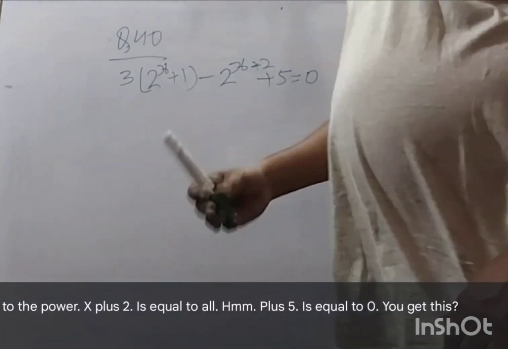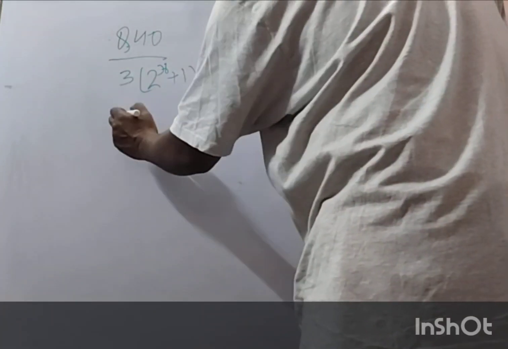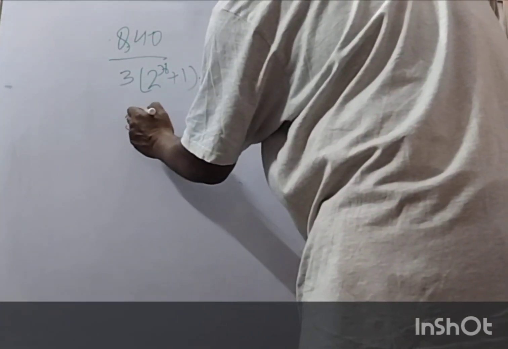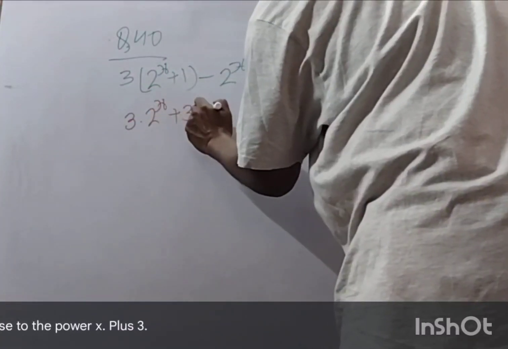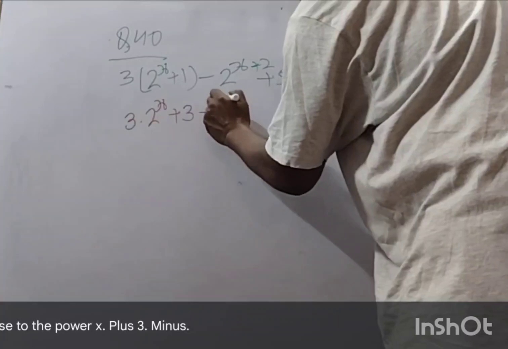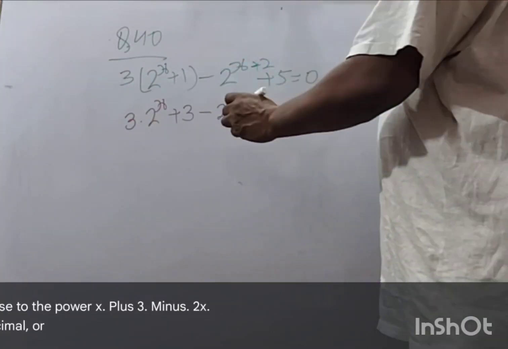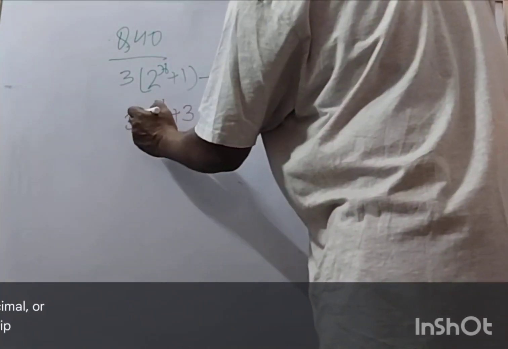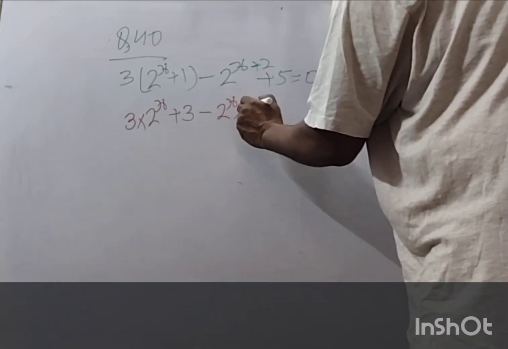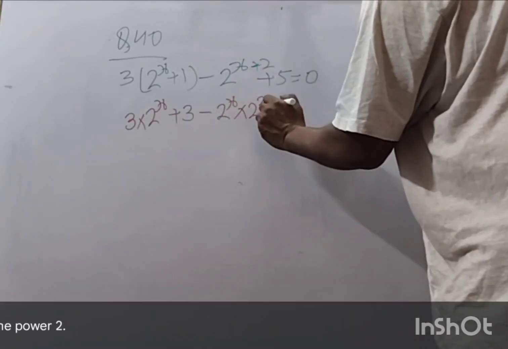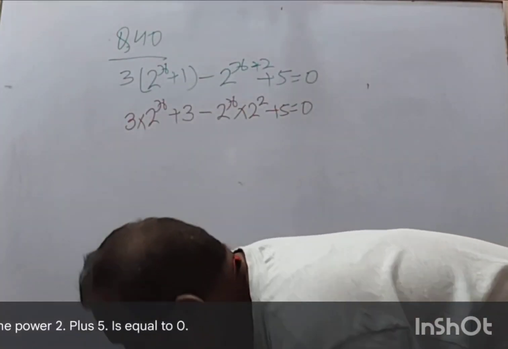Yes, sir. Great. Now 3 dot 2 raised to the power x plus 3 minus 2x. So dot means decimal? No, it's product, multiplication. Oh, okay. 2x into 2 raised to the power 2 plus 5 is equal to 0, right?